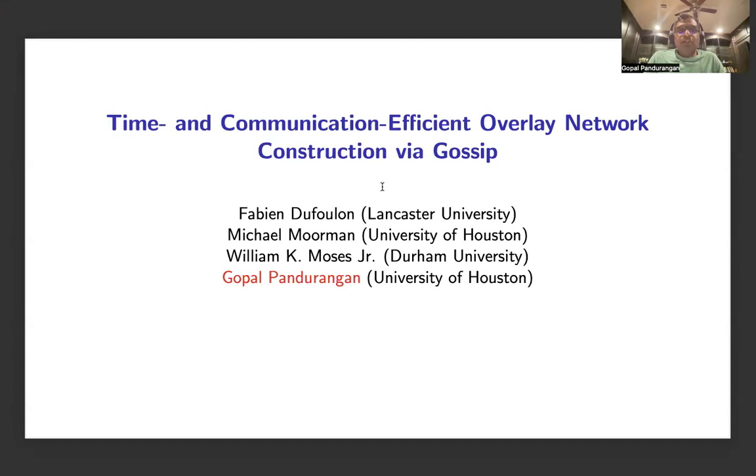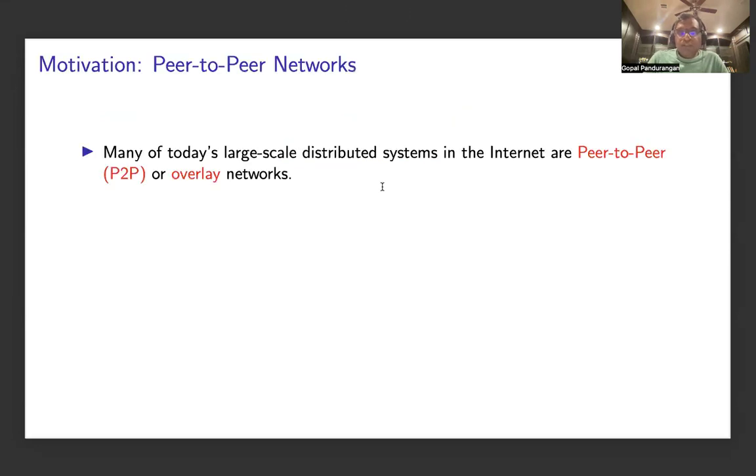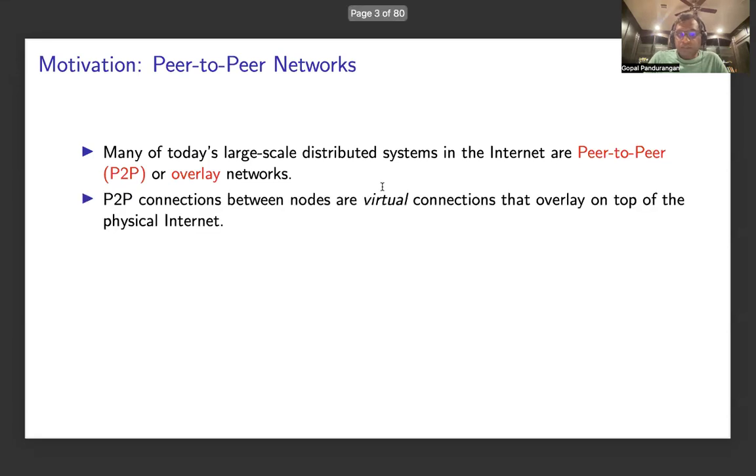This paper is about time and communication efficient overlay network construction via gossip. I'm Gopal Pandurangan. This is joint work with Fabien Dufoulon, Michael Moorman, and William K. Moses Jr. Many of today's large-scale distributed systems in the internet are P2P or overlay networks.